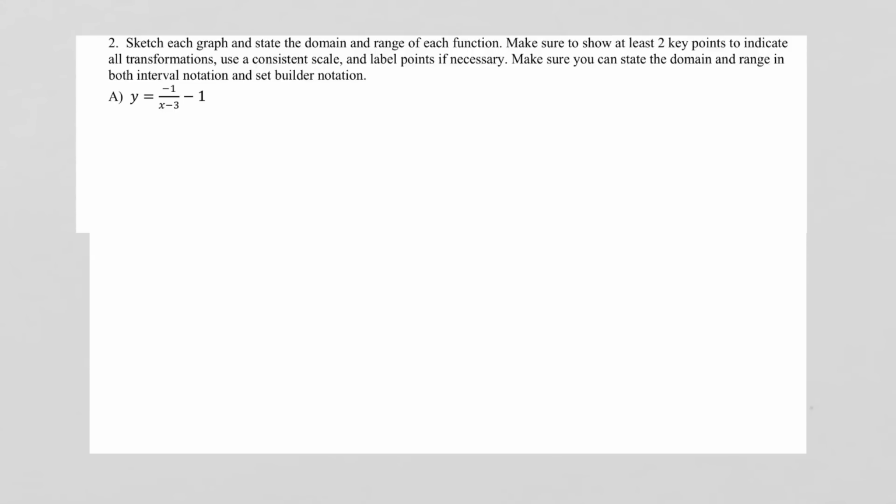Alright, so problem number two, we want to sketch the graph, state the domain and range, show all the necessary information on the graph to make sure the transformation is shown, be consistent with our scale, label points if it is unclear, and state domain and range in interval and set builder notation.